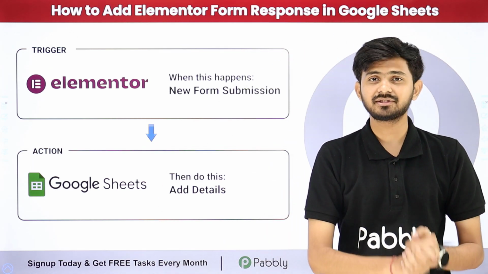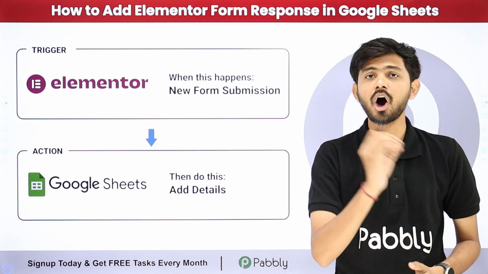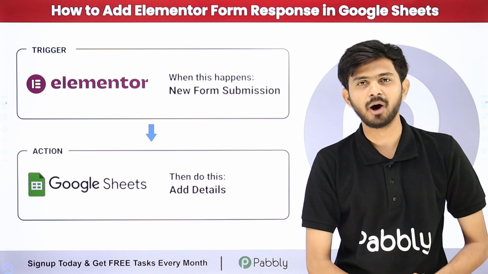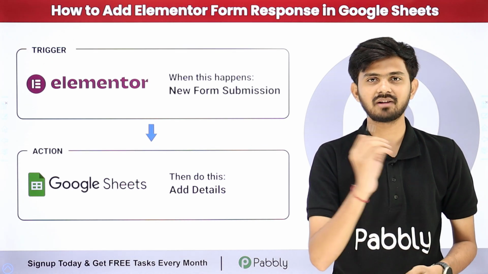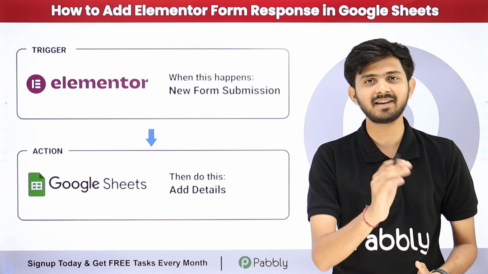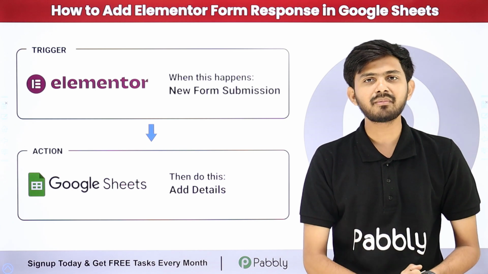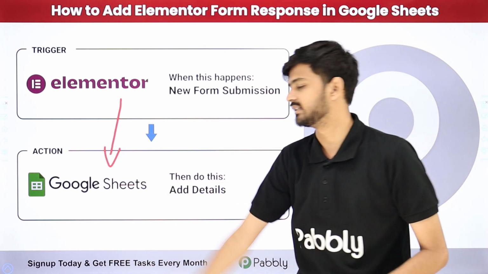So I'm running a fitness studio and I have added a lead form or a sign up form for all my clients on my website by using Elementor form. Now what I want to do is that as I receive a new form submission through that form, then automatically I want to add all the details of that form submission in my Google Sheet. So for my objective, I need to build a connection between Elementor and Google Sheets.